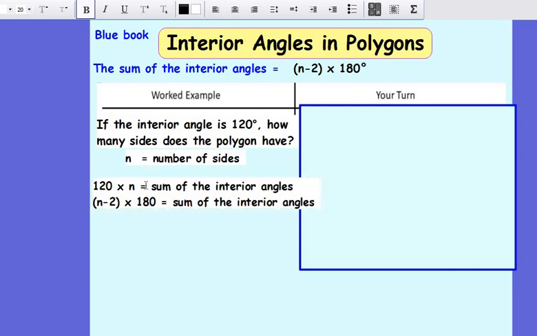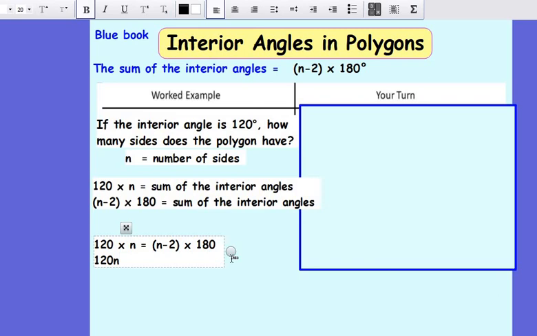So I know that 120 times the number of angles, or the number of sides within my polygon, will give me the sum of the interior angles. And I also know that n-2 times 180 will also give me the sum of the interior angles using the formula above. So I know that 120 times n must be equal to n-2 times 180, putting those two formulae together.